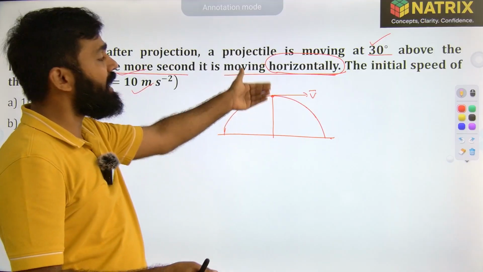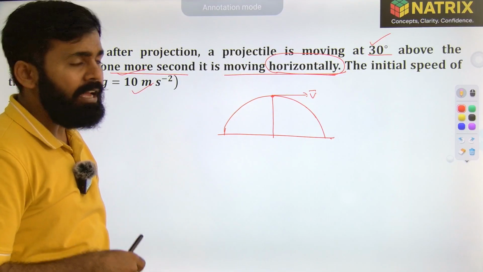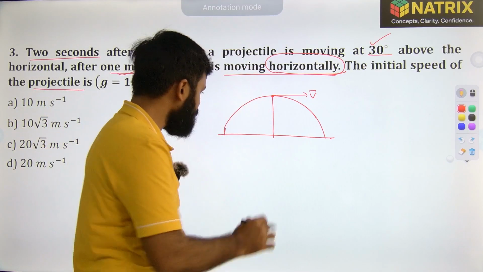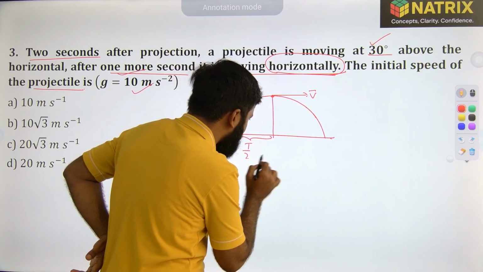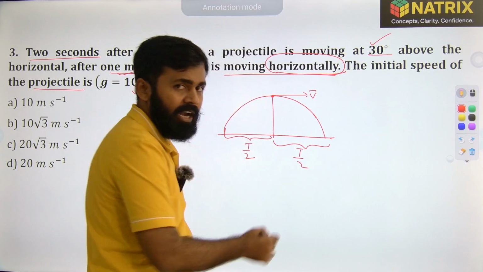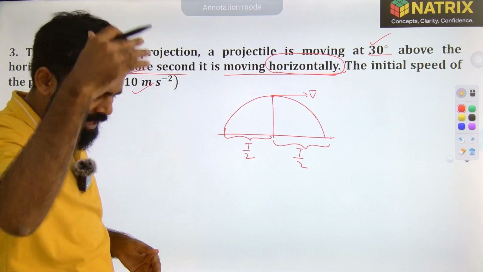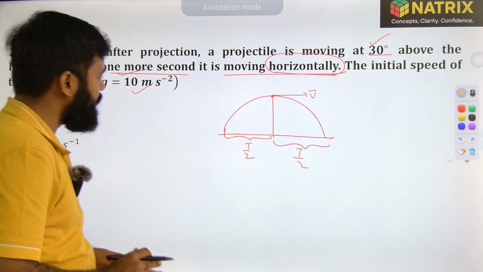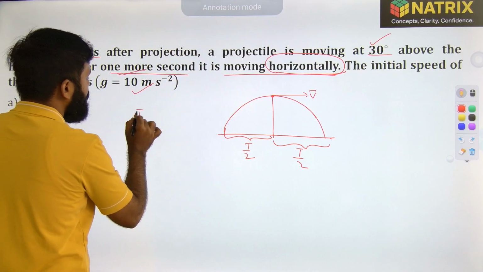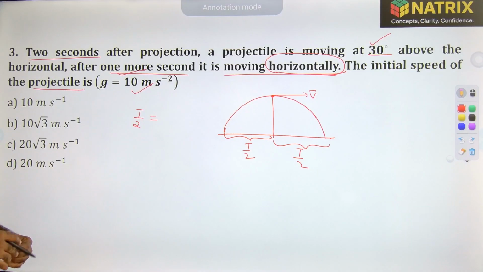From that I can calculate the time period actually. The time taken for this is T by 2, for this is T by 2, right? So I can calculate time of flight. So what is the time taken for that? T by 2 is what?